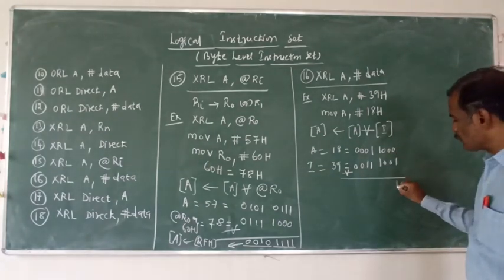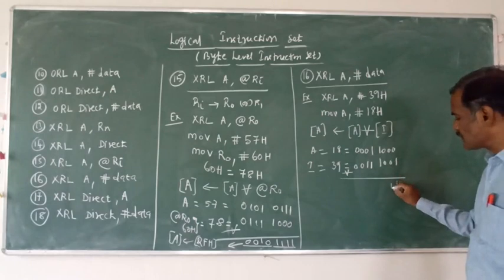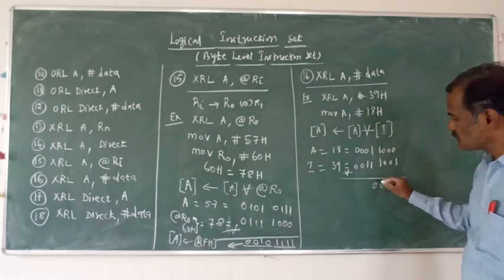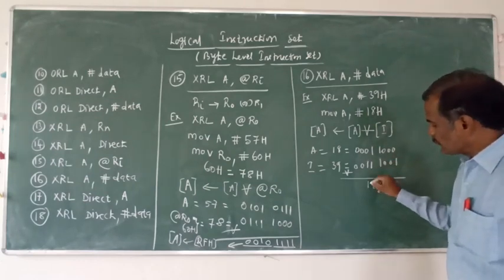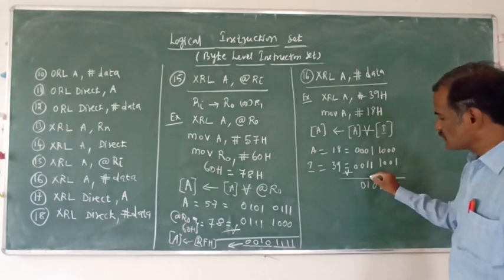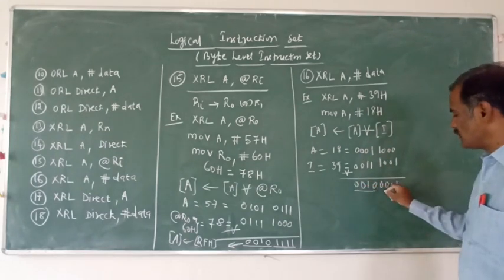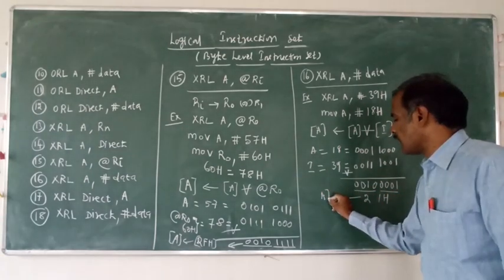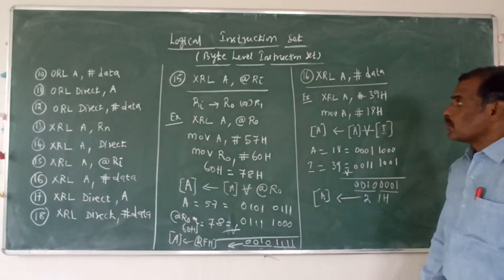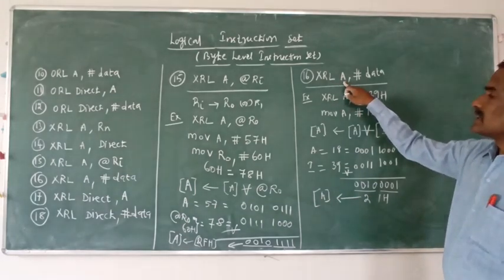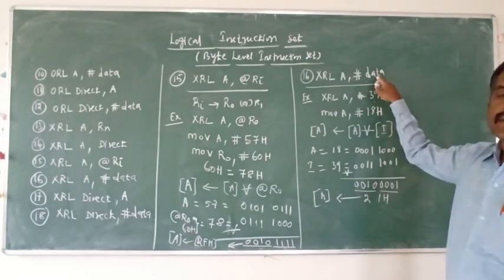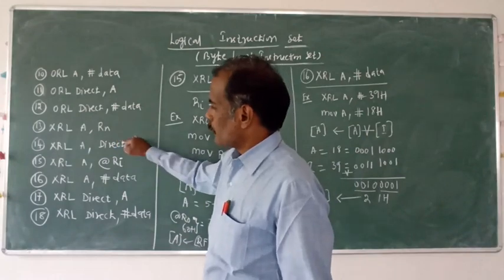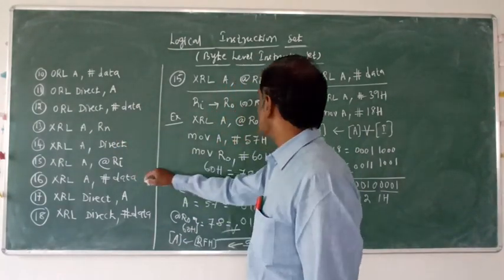Different inputs, output 1. Same inputs, output 0. Same inputs, output 0. Same inputs, output 0. Different inputs, output 1. Same inputs, output 0. Same inputs, output 0. Our result, 21H, is moved to the accumulator. This is the operation of XRL A, #data. So these were instructions 13, 14, 15 and 16.